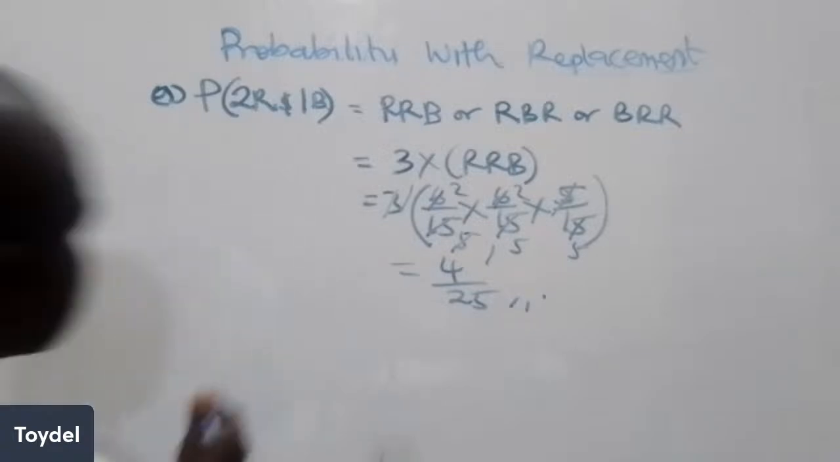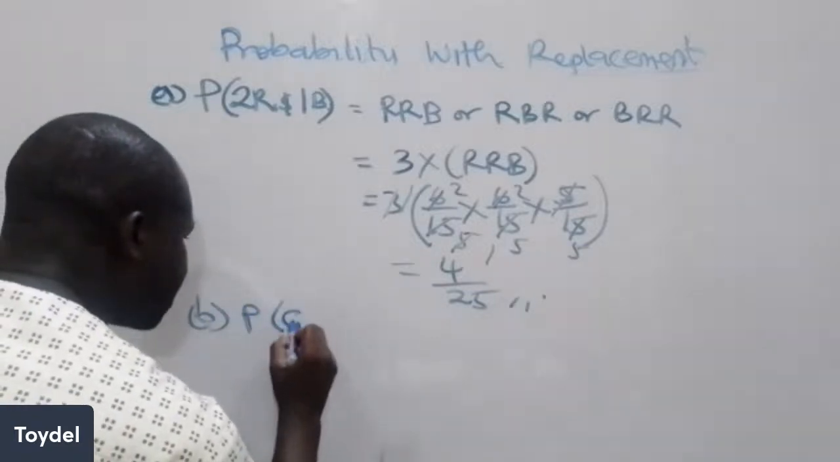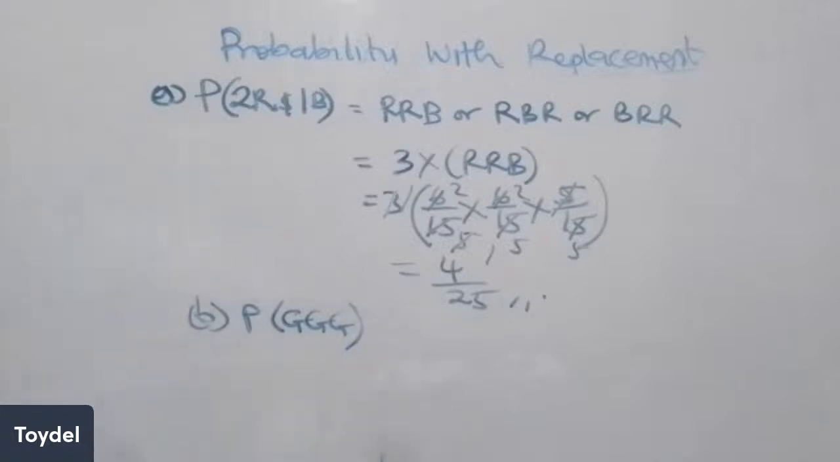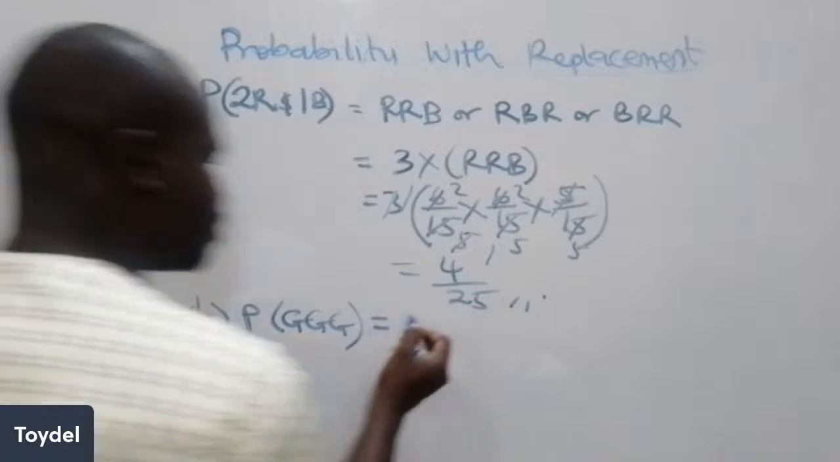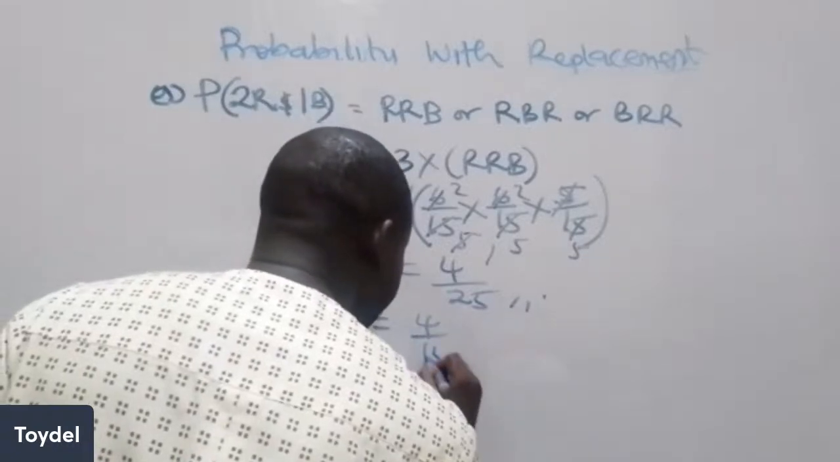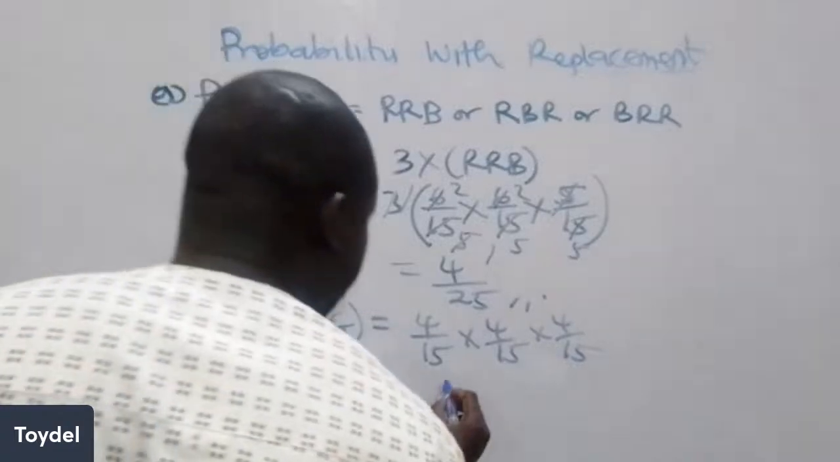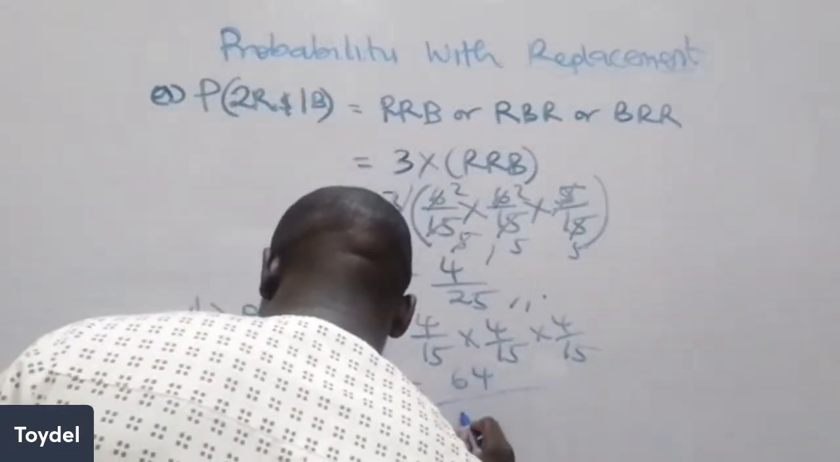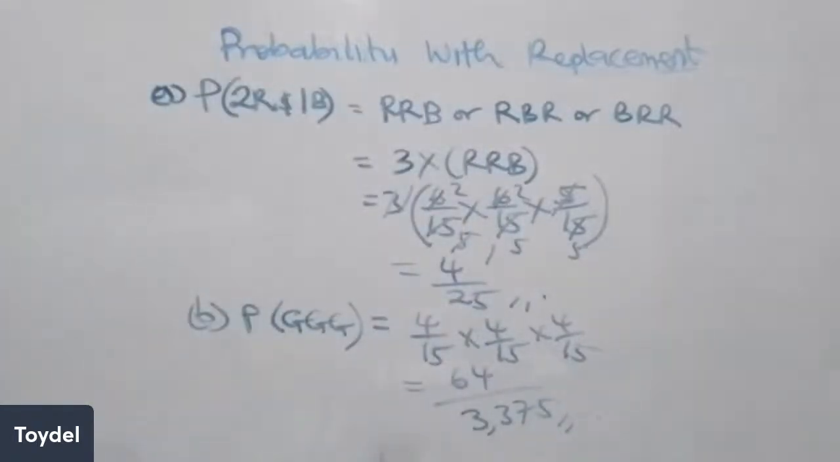Then we go to the second question, where we should find the probability that the 3 balls are green. Of course, there's nothing special we want to do here. It's still the same thing. The probability that the 3 balls are green will just be, what's the probability of a green ball? The probability of a green ball is 4/15. It will just be 4/15 multiplied by 4/15 multiplied by 4/15. That is what you're going to get, and if you multiply everything there, you're going to have 64 all over 3,375. That's the probability of picking all the 3 balls to be green.